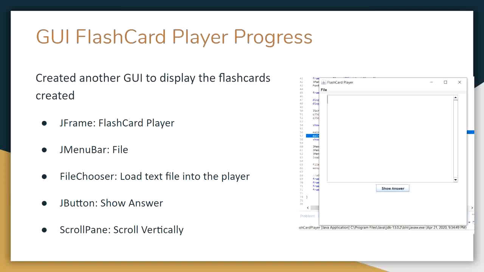GUI Flash Player Progress. We created another GUI to display the flashcards created by the user. We use similar concepts as the Builder GUI. In the JFrame, we have Flashcard Player. In the JMenuBar, we put the file option. Inside it, we have the file chooser, which allows the user to load the text file into the player. The JButton component allows the user to see the show answer. For the scroll pane, we scroll vertically down if the text is longer than the text area.